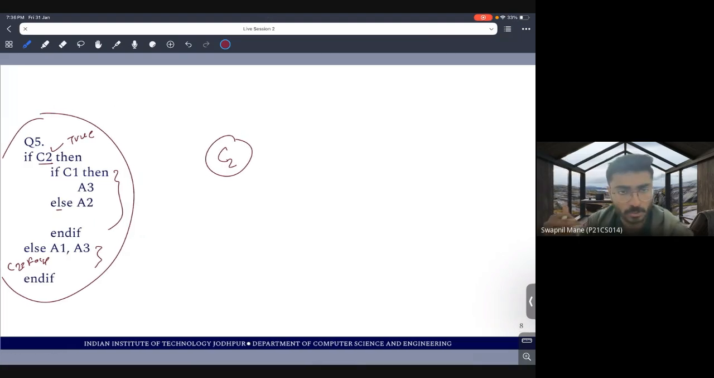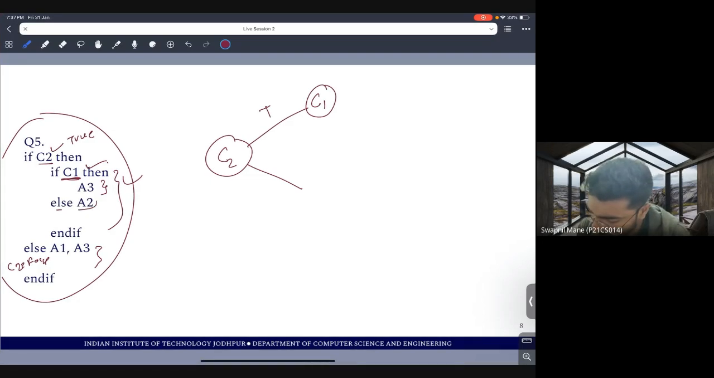If it is true, then the content in the if statement is executed, right? So these two branches are there. If it is true, then C1 is executed here. You can see C1 is executed, right? And if C1 is true, then only this part is implemented. If C1 is false, then only this is printed, right?